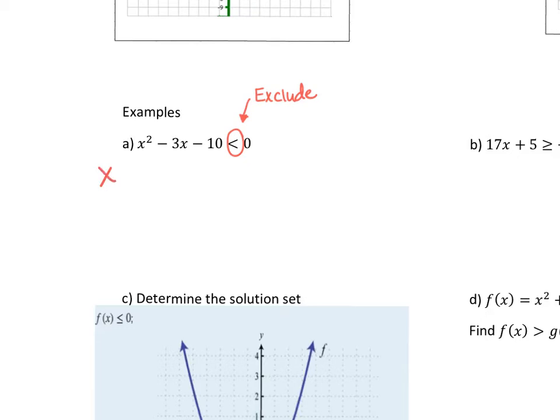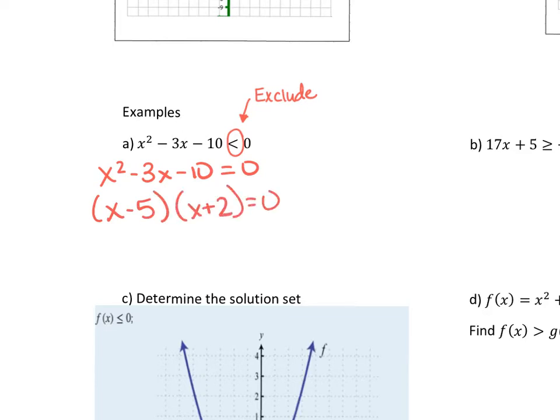So I get x squared minus 3x minus 10. I'm not going to worry about the sign right now. I'm just going to say that's equal to 0. We can factor this, factors of 10 that add to negative 3. So the factors of 10 that add to negative 3 are x minus 5 and x plus 2. Those equal 0. And then when I solve these, I get x minus 5 equals 0 or x plus 2 equals 0. So I see that x is equal to positive 5 or x equals negative 2. So those are my solutions.